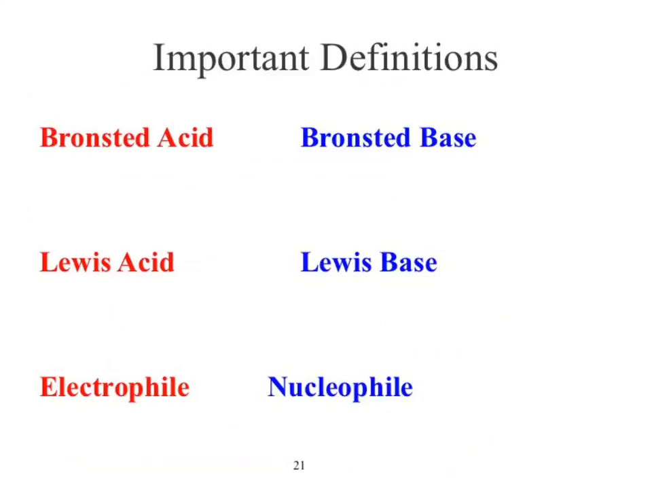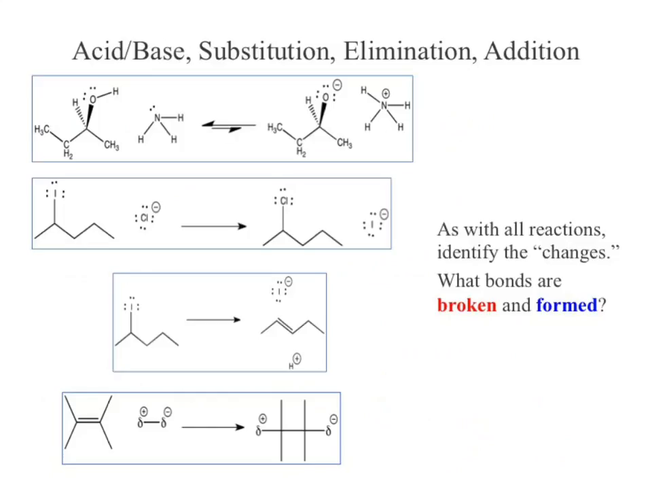Okay? So for elimination reactions, we did do the formation of a pi bond. What else happened in the process of forming our pi bond?